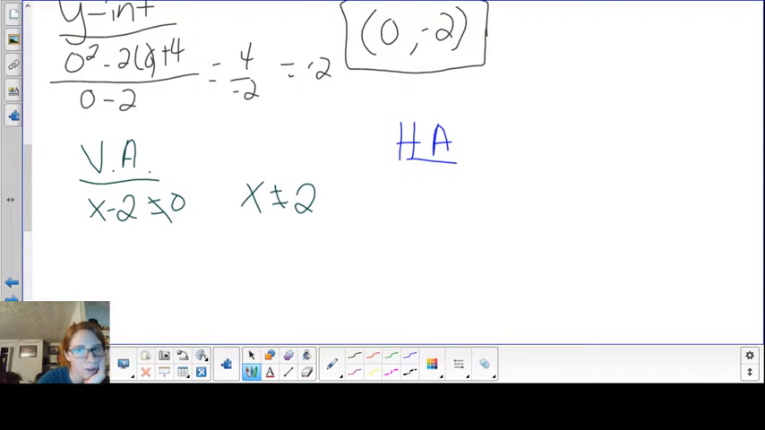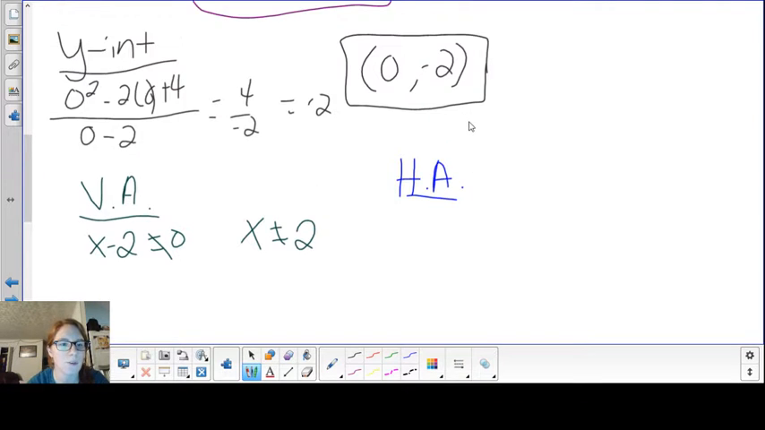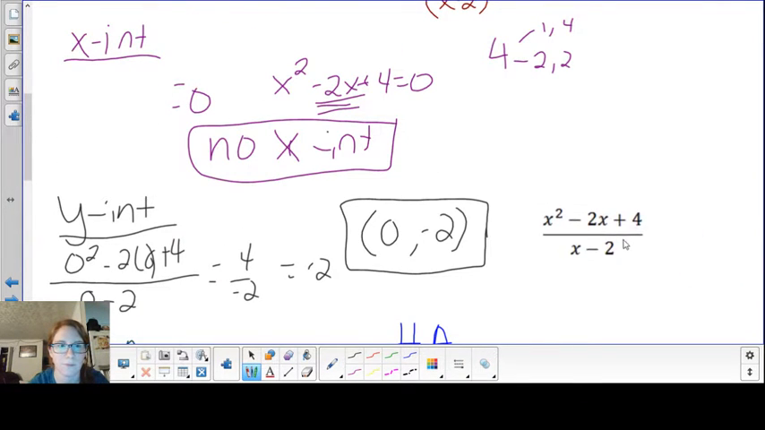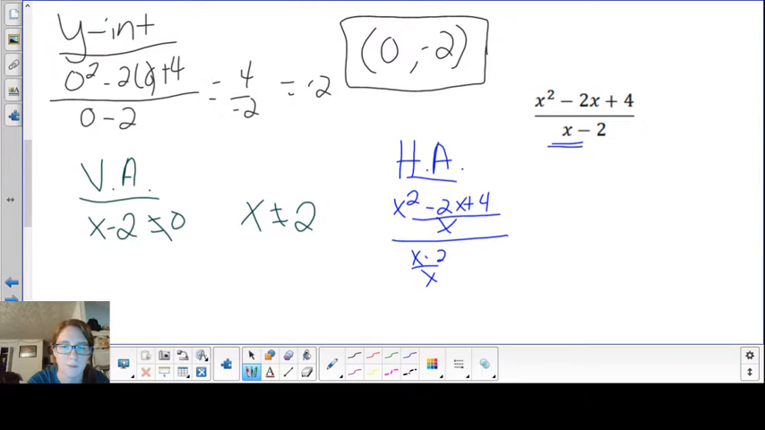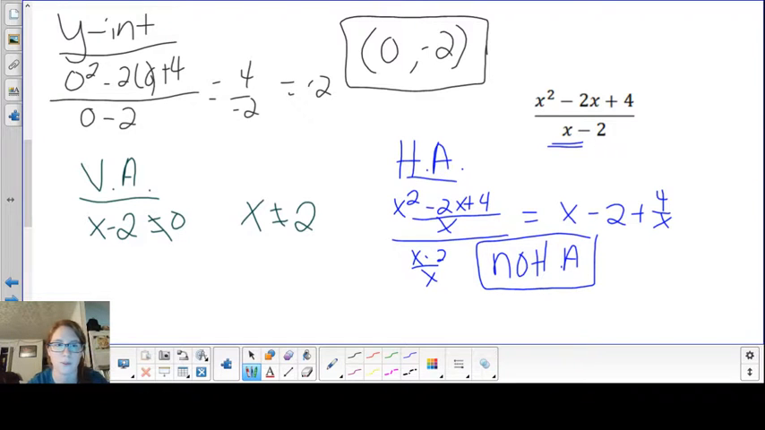Horizontal asymptotes come next. That's where I take my problem and divide by the biggest power on the bottom. Since my biggest here is an x, I'm going to divide everything by x. So I have x squared minus 2x plus 4 over x, over x minus 2 over x. When I do that, I'm left with a factor of x on top, and that would make it go to infinity. When it goes to infinity, it does not exist. So there is no horizontal asymptote in this case.